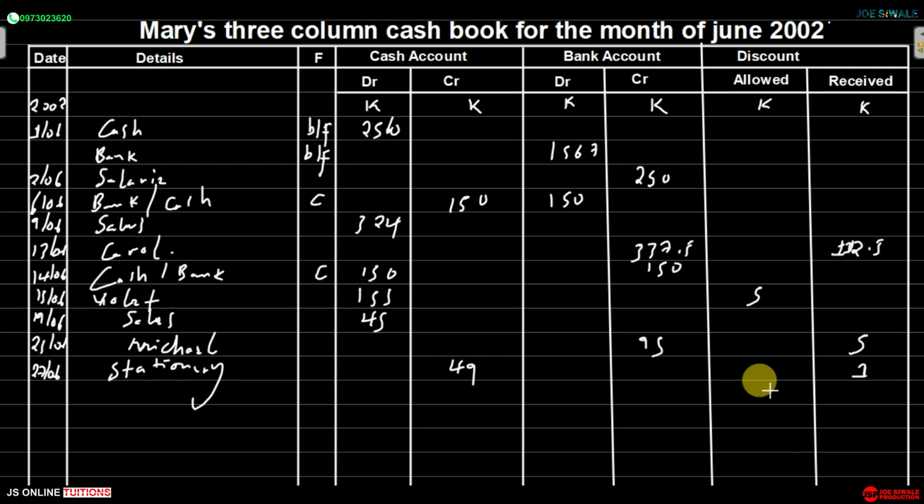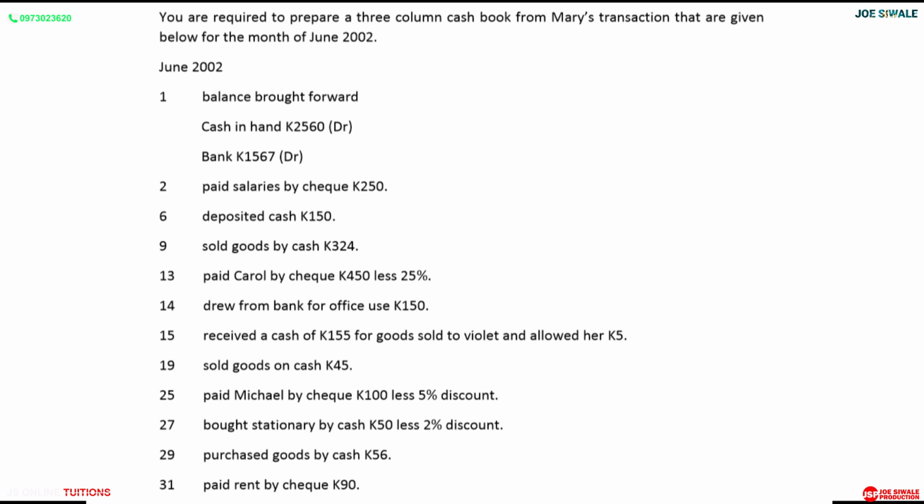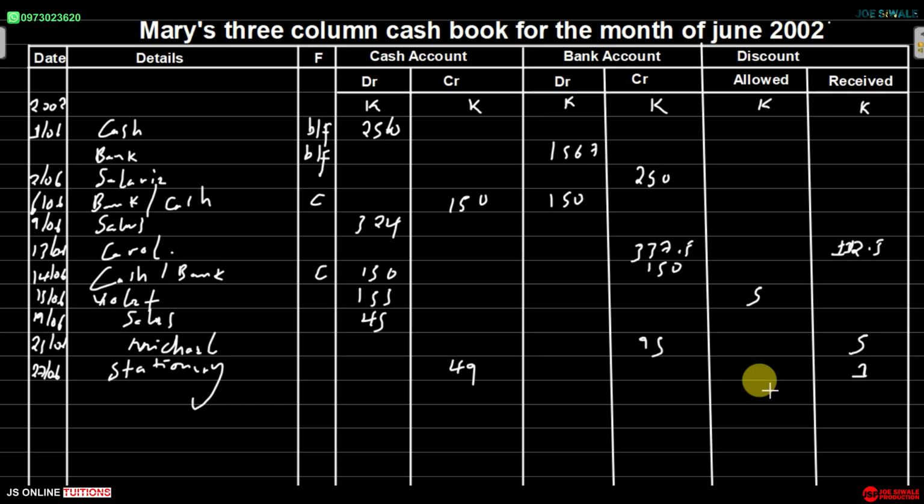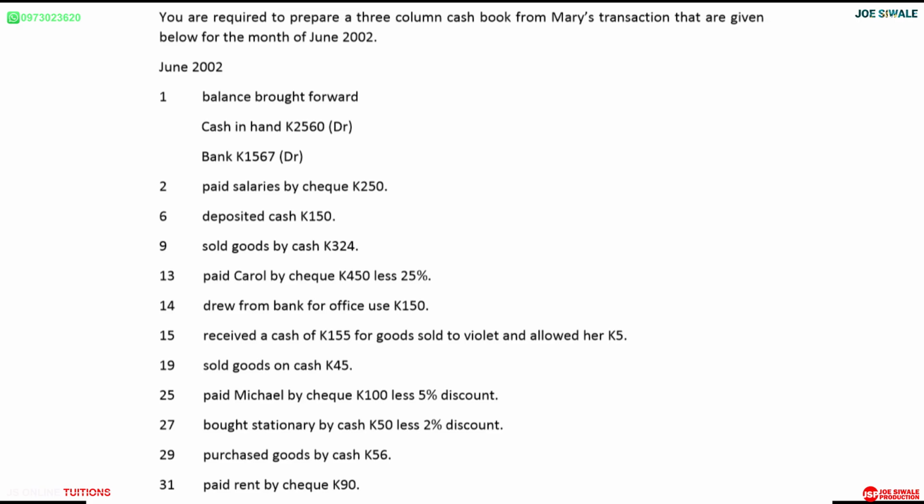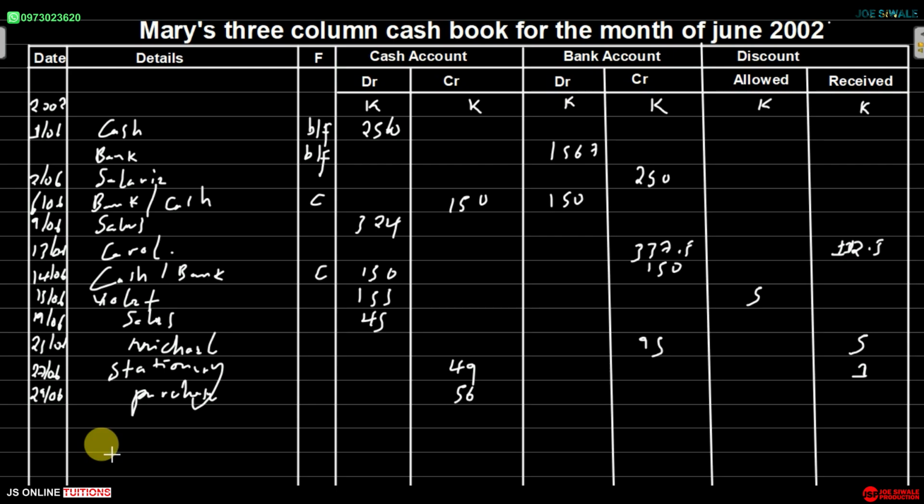Then on the 29th of June, purchased goods by cash amounting to 56 kwacha. So this type of transaction is taking money out of the business. That means we're going to record it on the credit side of the cash account. We're going to say purchases. Record it on the credit side, 56. Then on the 31st of June, paid rent by check amounting to 90 kwacha. So also this type of transaction is taking money out of the business, and since we paid by check, that means that we're going to credit the bank account by 90.